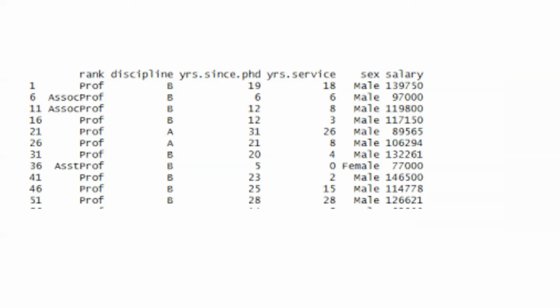To introduce a little bit of new notation, we are going to use the variables x1, x2, x3, x4, and x5 for these features. So rank corresponds to x1, discipline to x2, x3 represents years since your PhD, x4 is years of service, and x5 is sex. And the salaries are the right answers, and from these right answers, we will predict the new salary. So y prime is the prediction.